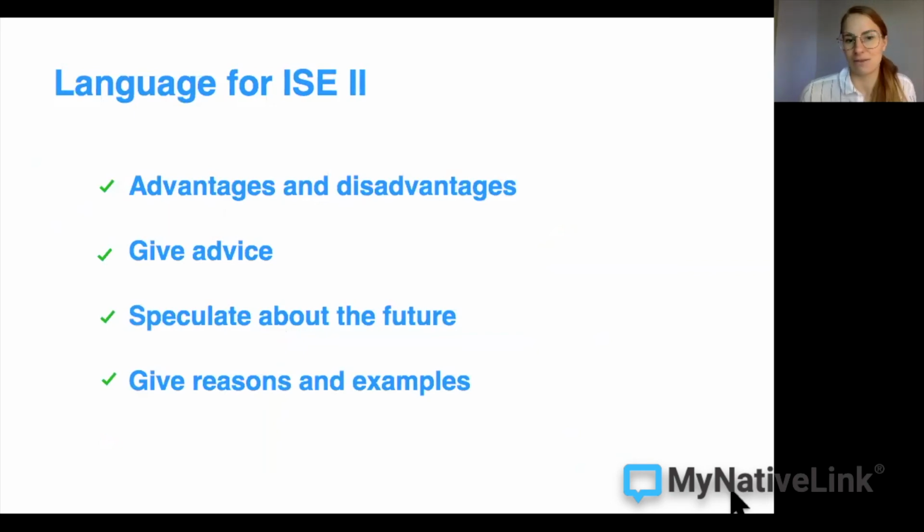Next, we've got the language that you use. You have to think that you have to choose a topic where you can use these different language functions. So talking about advantages and disadvantages, how to give advice, how to speculate about the future, and how to give reasons and examples. Also, you could compare things or talk about the past.